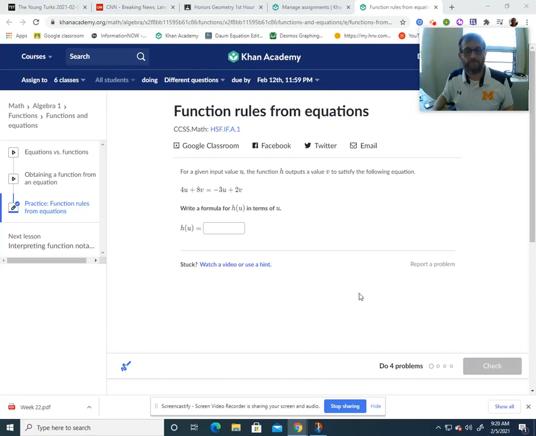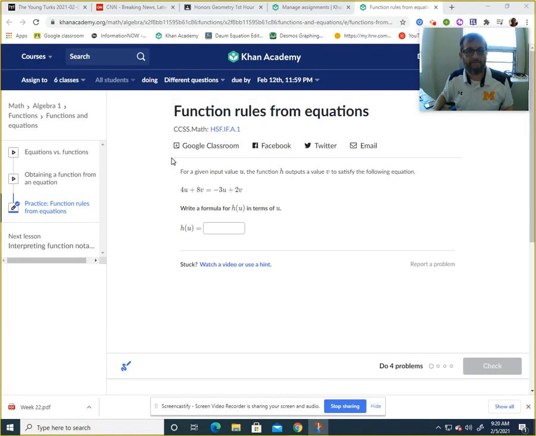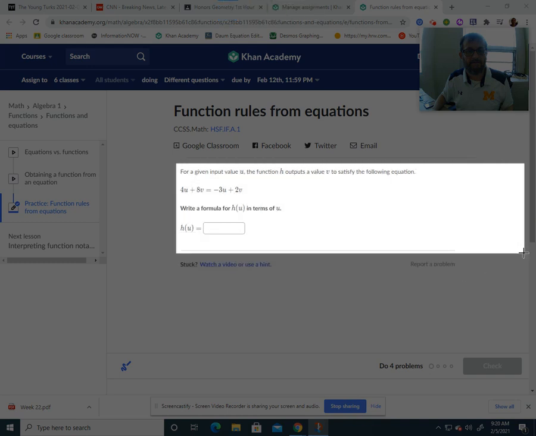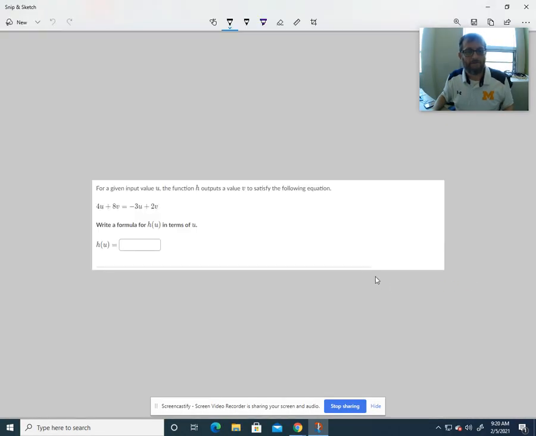All right, time to do some more homework. Here's the function rules from equations homework. So again, let's copy this so I can write on it. Zoom in just a touch.